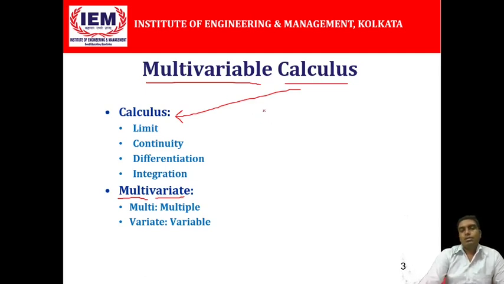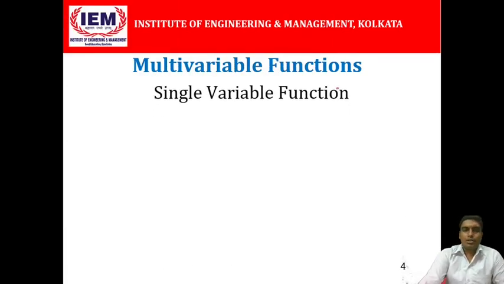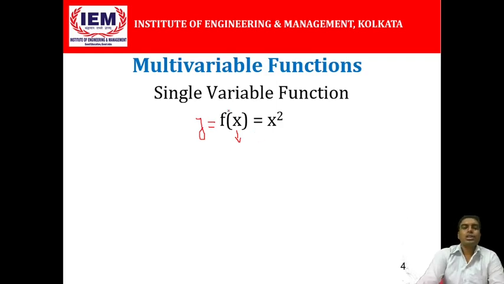In calculus you have only a single variable. What I mean is, for a single variable you have only one independent variable. So basically we write y equal to f(x), for example y equal to f(x) equal to x square. This is the equation of a parabola, where x is our one independent variable. So this is the single variable case.